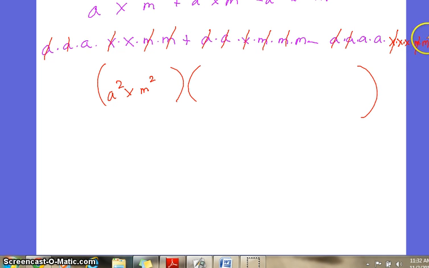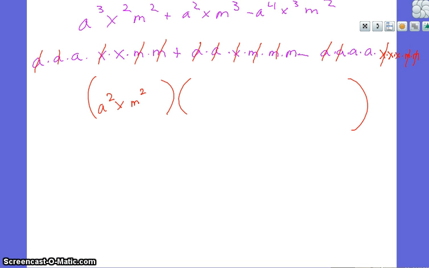Now, eventually, you might learn to do this without having to write all this stuff out, but for right now, it's probably best if you do. All right, so here we go.